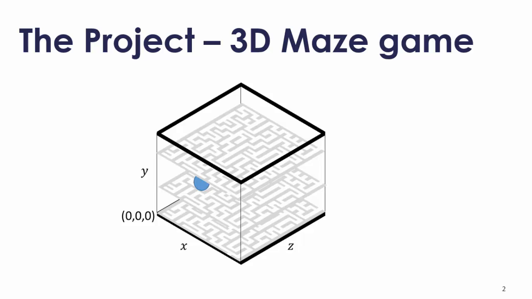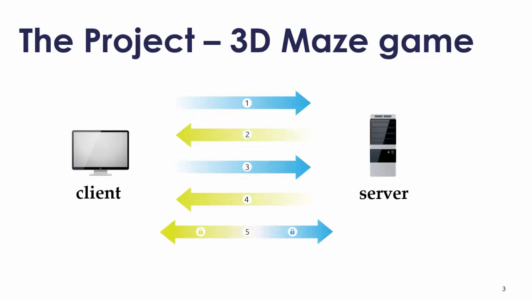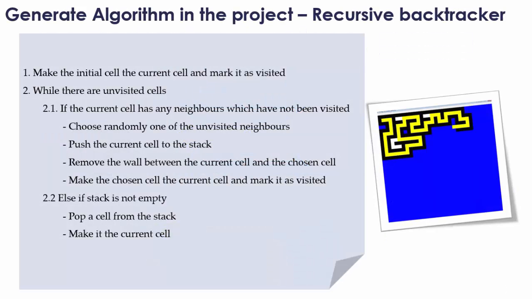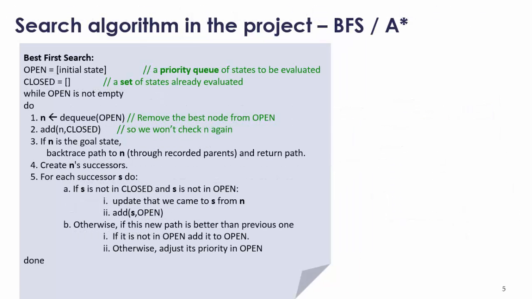Our project was a 3D maze game, which includes generating and searching algorithms, client-server decoupling, and more. For example, in order to offer a wide variety of mazes in the game, we had to look for an algorithm that will support maze generation. We chose the recursive backtracker algorithm. This will allow us to generate a maze in any size we desire.